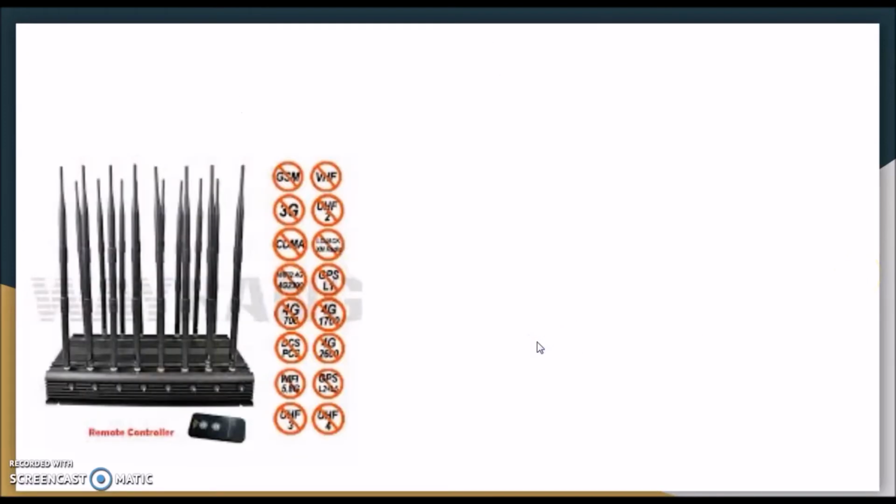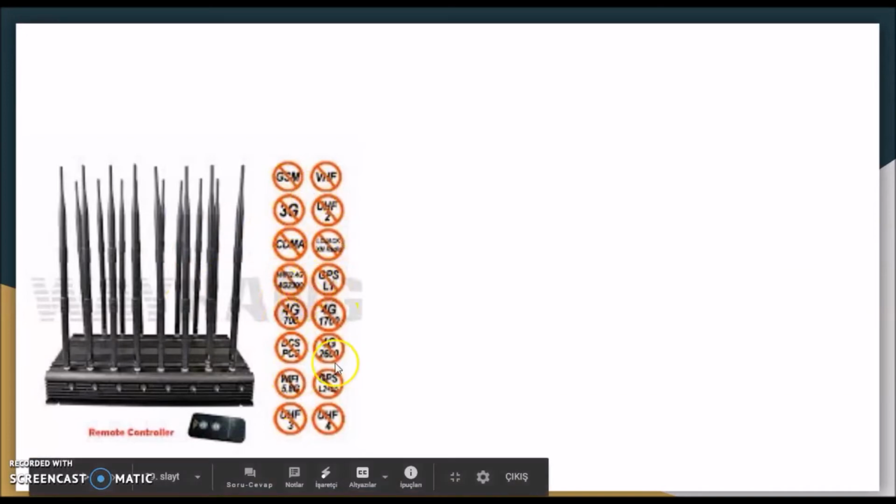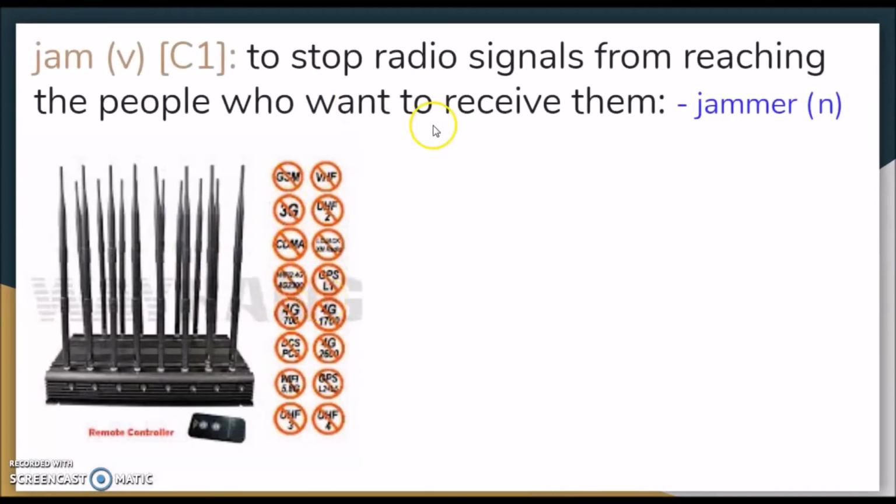Okay, the other word is, well, as you can see from here, that's a device. And it just blocks everything here. So maybe you see or hear that word mostly in action movies, and this as well. The device is called a jammer, and our word is jam. So that means to stop radio signals from reaching the people who want to receive them.